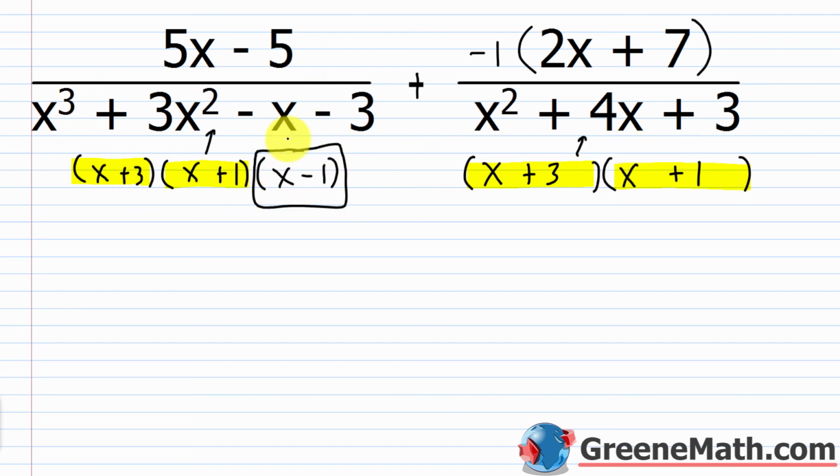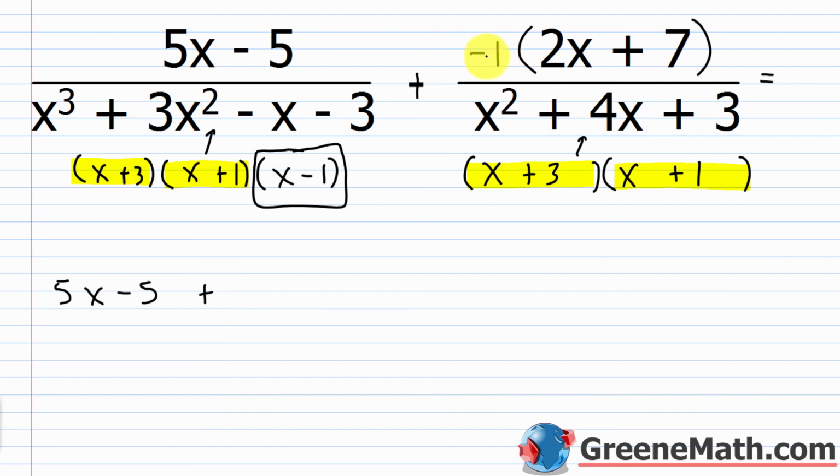So this guy right here can stay as it is. I can keep 5x minus 5 as it is. And all I really need to do is take this guy right here and multiply the numerator and denominator by what I'm missing, which is x minus 1. So let's put equals. We've got this. I'm going to put plus.